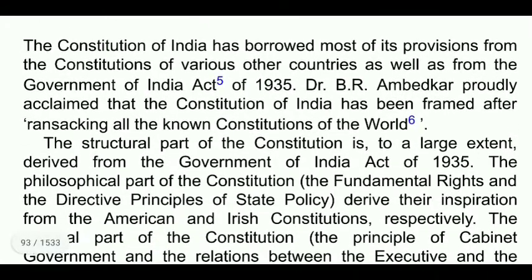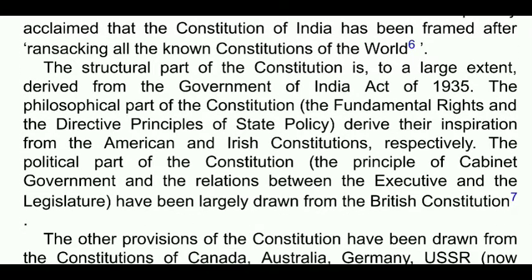Second, drawn from various sources. The Constitution of India has borrowed most of its provisions from the constitutions of various other countries as well as from the Government of India Act of 1935. Dr. B.R. Ambedkar proudly acclaimed that the Constitution of India has been framed after ransacking all the known constitutions of the world. The structural part of the Constitution is to a large extent derived from the Government of India Act of 1935. The philosophical part of the Constitution, the Fundamental Rights and the Directive Principles of State Policy, derive their inspiration from the American and Irish constitutions, respectively.